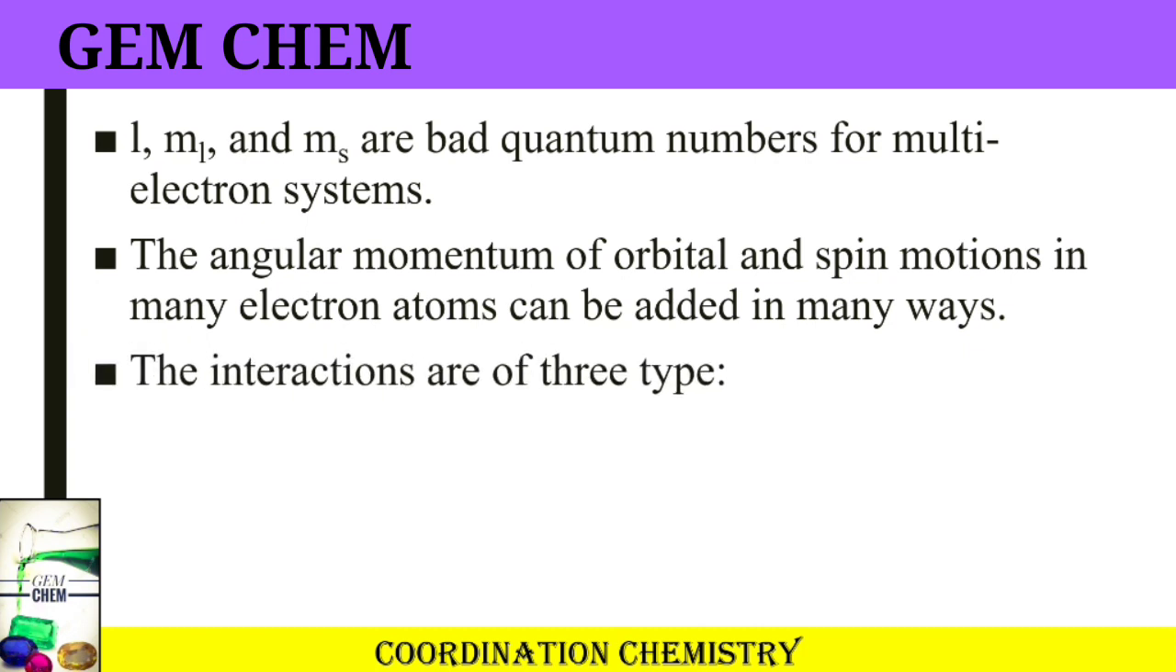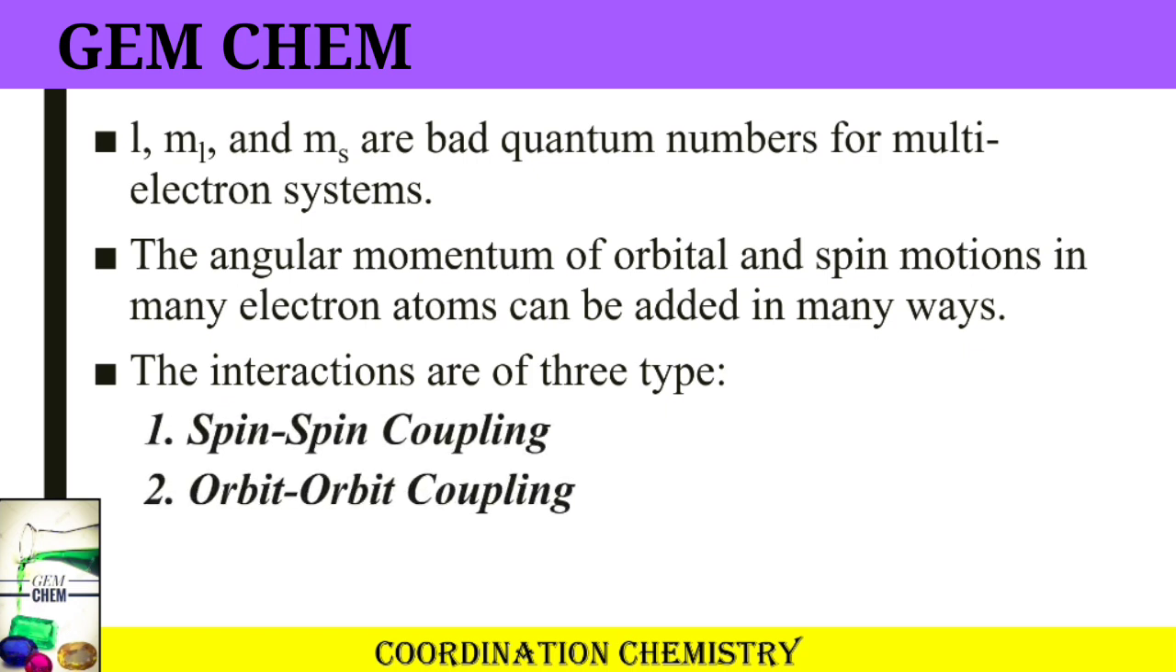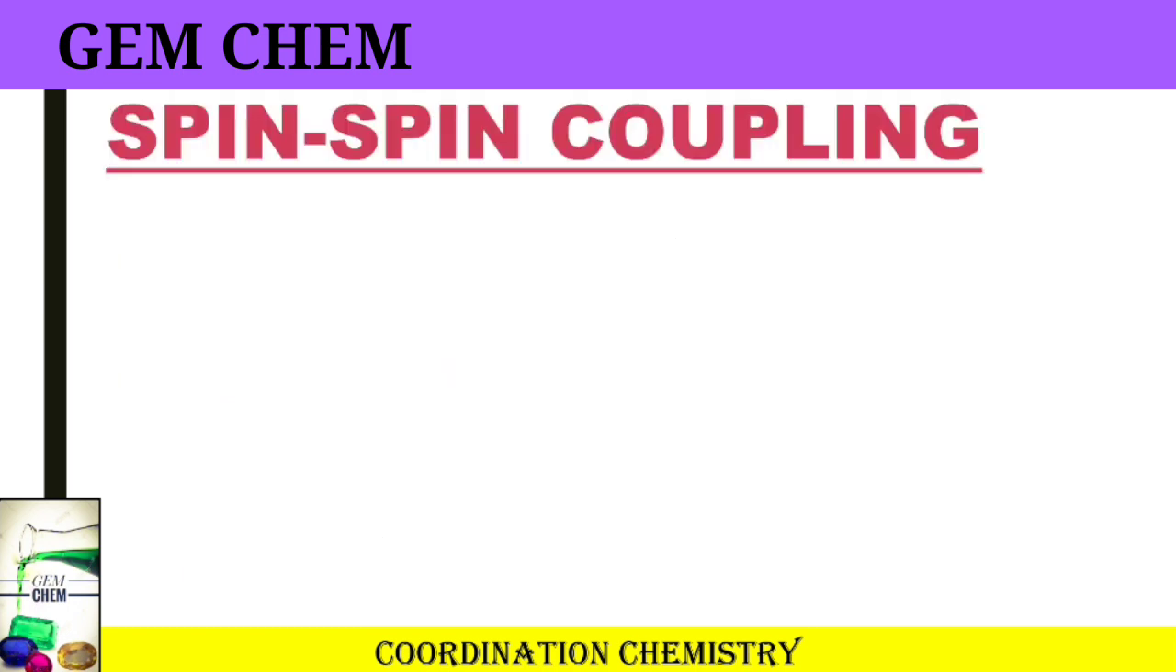The interactions which we were talking about are mainly of three types, where we will deal with spin-spin coupling, secondly orbit-orbit coupling, and thirdly spin-orbit coupling. Each of these three we will deal with in detail. So first we are going to deal with spin-spin coupling.